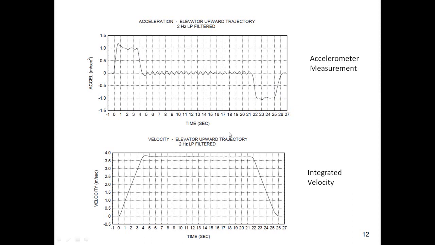So on the bottom graph here, this is integrated velocity. This was post-processing digital integration. Again, 2 Hz low pass filter data. So we have the velocity in meters per second and time in seconds. So you can see we have the ramp due to the acceleration. Then there's a steady state velocity. And then we have the deacceleration, and the velocity is decreasing, ramping down.